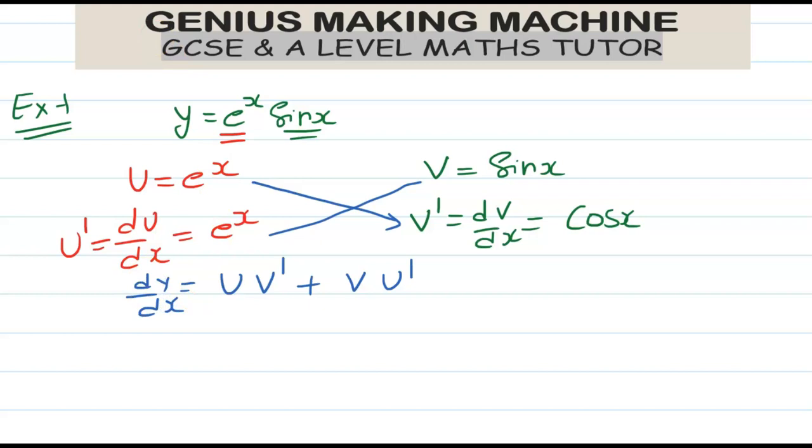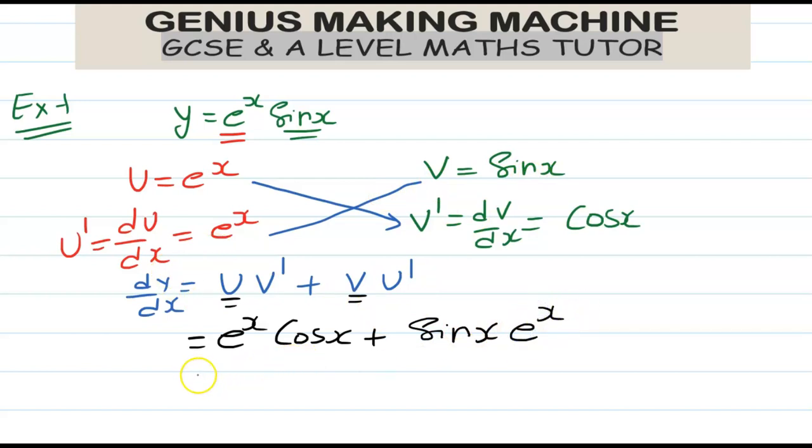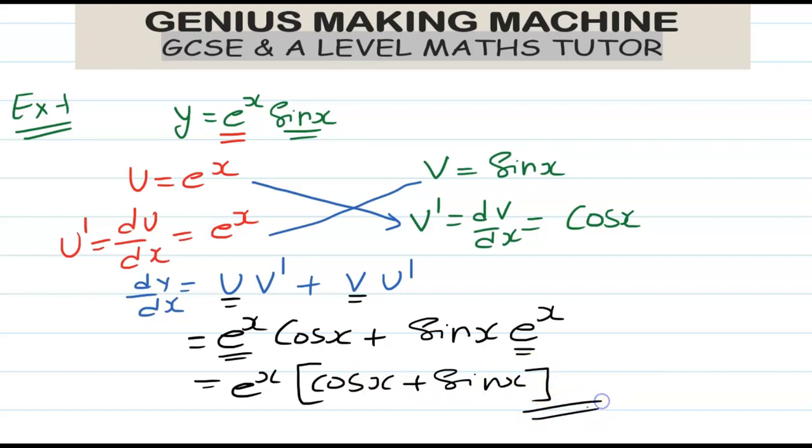So let's follow this rule and write down. dy over dx, what is u? U is e to the power x, so you can multiply with cos x, so e to the power x cos x, then v is sin x, and u dash is e to the power x here. So if you see here e to the power x and here e to the power x, you can take e to the power x common, so what is left in the bracket is cos x plus sin x. Yeah, this is your final answer.